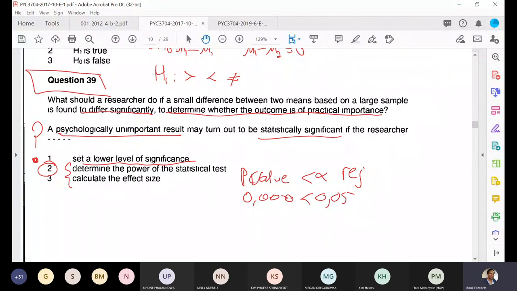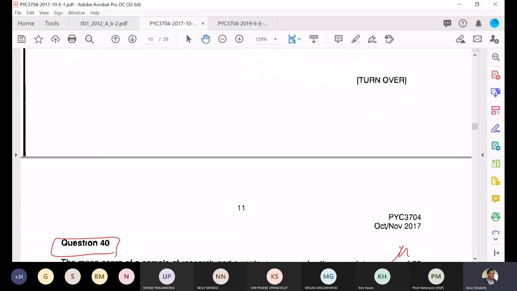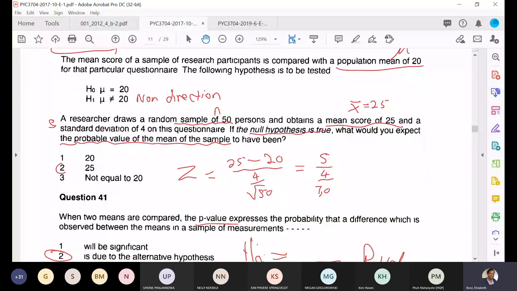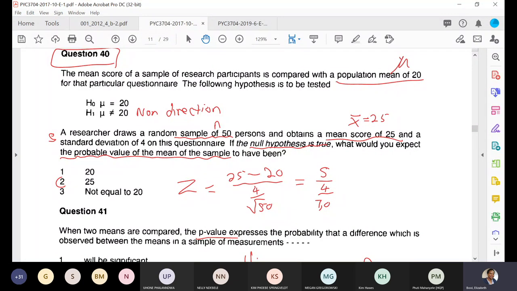That was one of those questions that we skipped. The other question that we struggled to find the answer to was this one, where it asked: what would you expect the probable value of the mean of a sample to be? And in a normal circumstance, if not when we are doing the testing or the hypothesis, but let's say we calculate a confidence level, which means there is an upper boundary and a lower boundary.